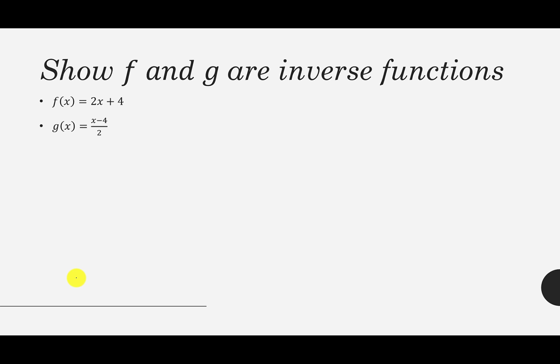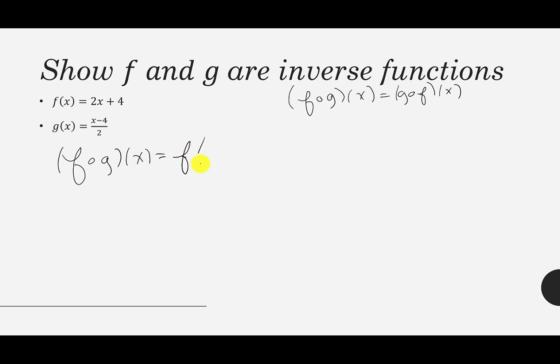To make that a little bigger, let's look at two functions, f of x and g of x, and decide if they're inverses. How we're going to decide is we're going to do the composition, f composite g, and see if that's the same as g composition f, which gives us x. So f of x is 2x plus 4, g of x is x minus 4 over 2. So let's start with f composite g of x, which is f of g, which is x minus 4 over 2.